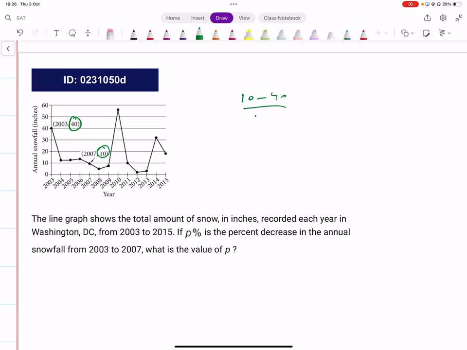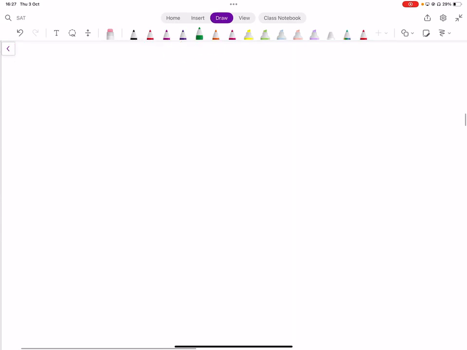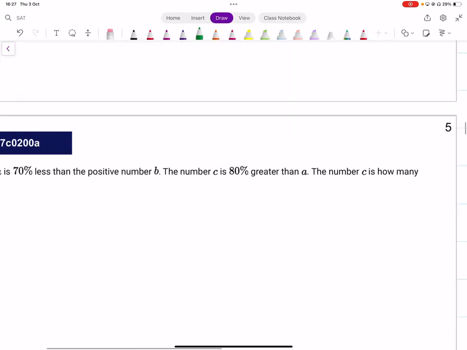What's the percentage decrease? 10 minus 40 over 40 into 100%, that will be minus 75%. Now they're saying P percent is the percentage decrease. Decrease already incorporates the negative sign. So you'll say this is 75%. What's the value of P? It's 75. It's a 75% decrease. Make sense? Okay? That was pretty straightforward. That was question number 4. Next is 5.